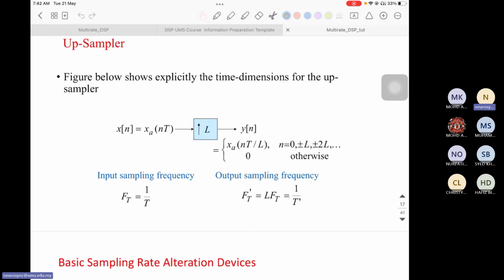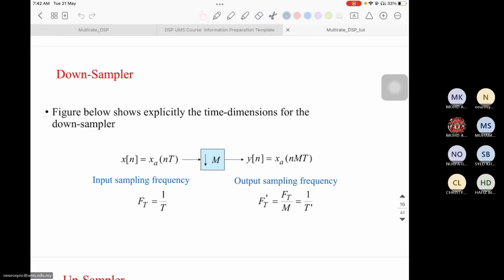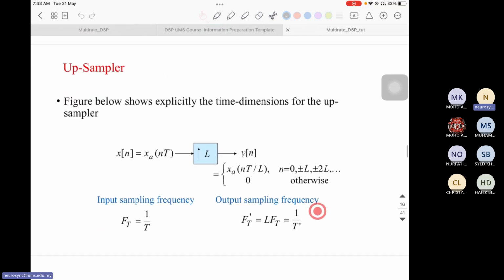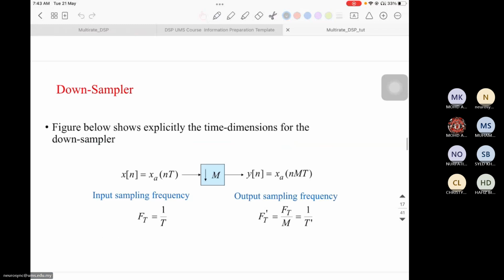Now, if I want to find the output sampling frequency after upsampling or after downsampling the signal, this is the relation we saw yesterday. In case of a downsampler, it is 1 by T dash, where this T dash is nothing but T into M. What is M here? M is the factor by which I want the signal to be downsampled.